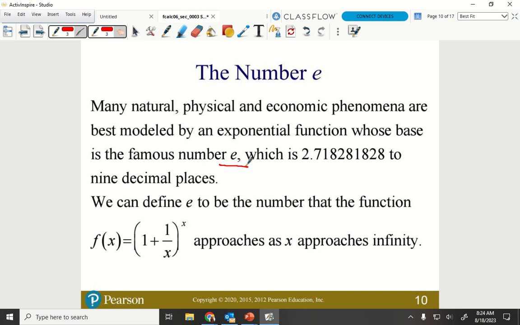Anyway, so e is a number, and it keeps going. It's an irrational, constant number.